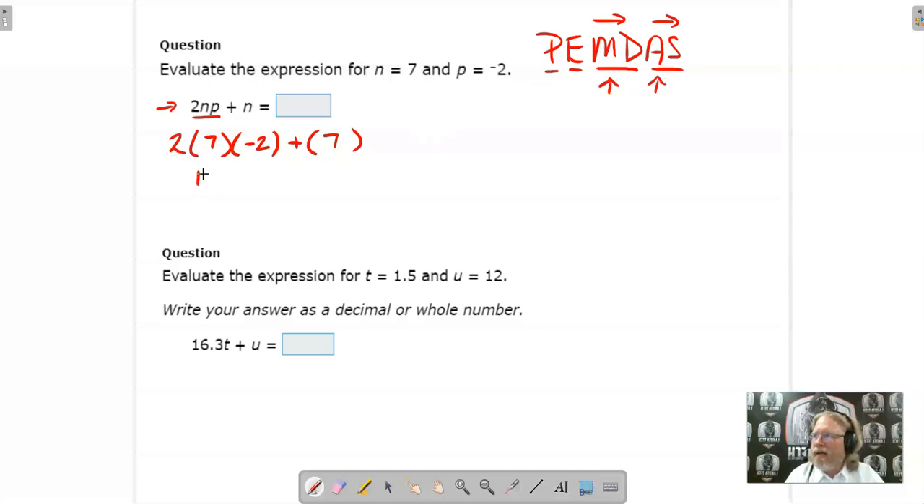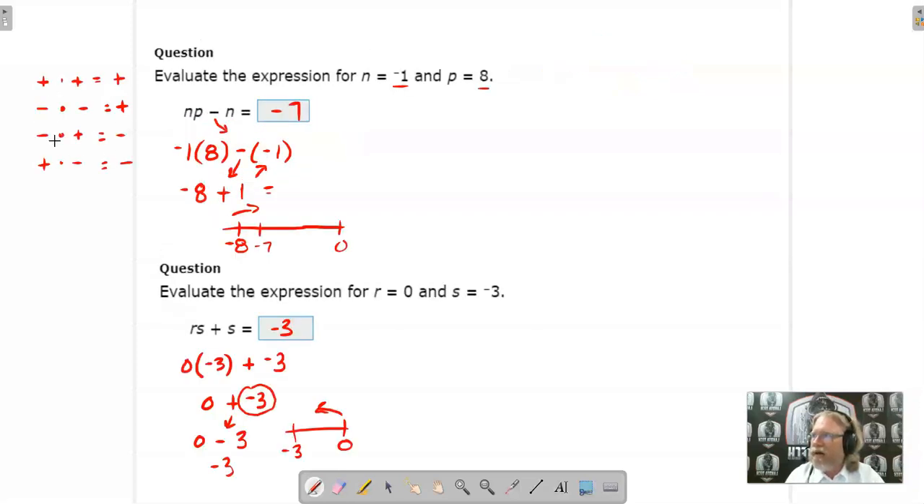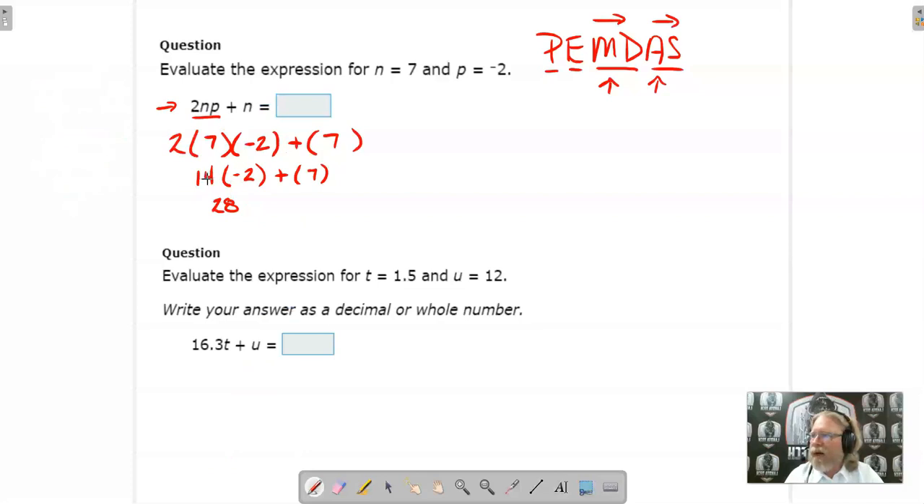So 2 times 7 is 14, and I still have the negative 2, and bring down the positive 7. I'm going to do this each step. Now 14 times negative 2, well, 14 times 2 is 28. And like we talked about on the previous page about multiplying and dividing positive and negative numbers, here I have a positive times a negative, so it's going to be negative. And then plus, and now I'm going to take that 7 out of that parenthesis there. And now I need to know negative 28 plus 7.